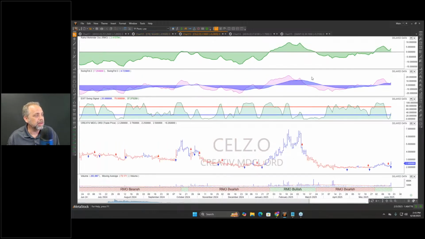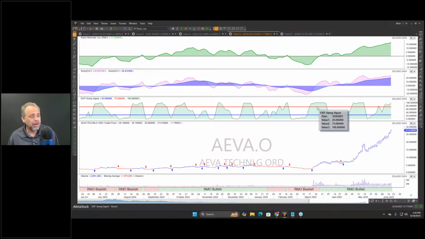Let's look at CELZ. CELZ is not a stock that I'd like to trade just because it's so range bound on this chart. And I would say that RMO is not a good strategy for this chart either. You can just tell we have had a lot of whipsaws back and forth. This isn't a good strategy to trade with CELZ. And it doesn't work with everything.